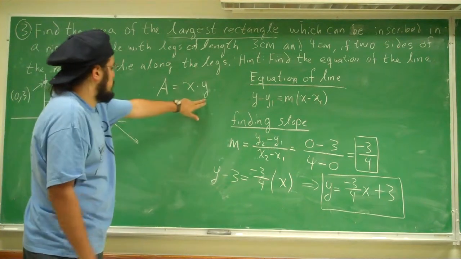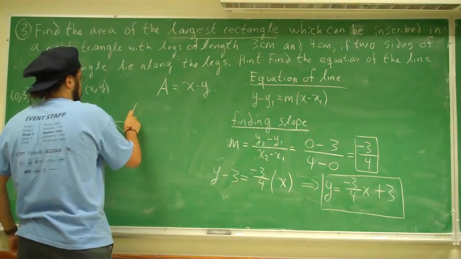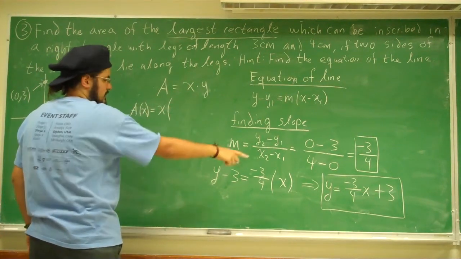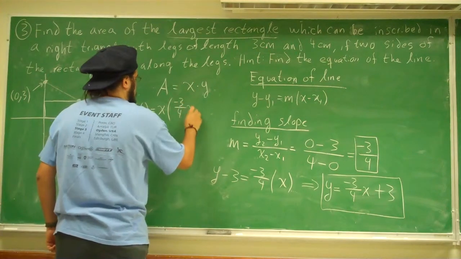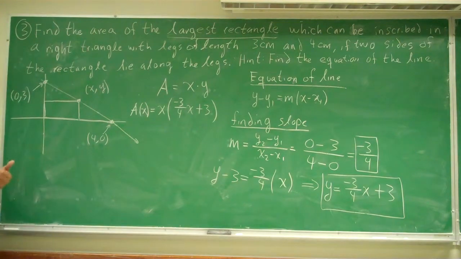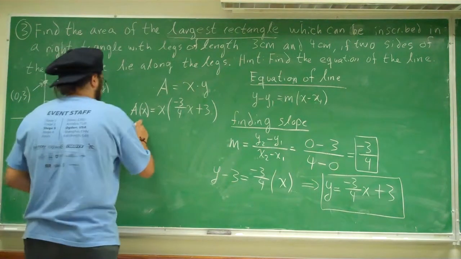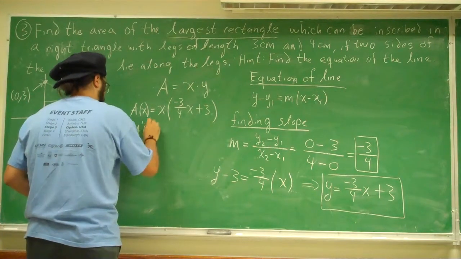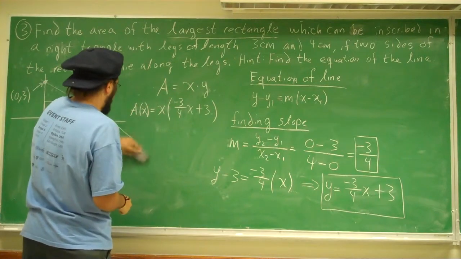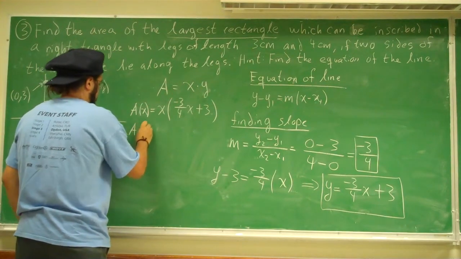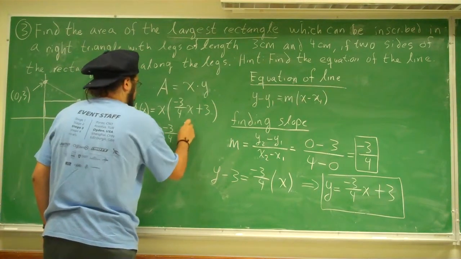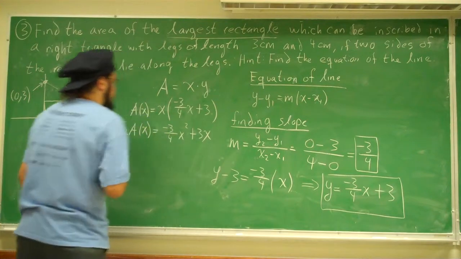Now that we have our y, we can plug it in here, because we want to maximize the area. So now area is a function of x, and it's x times (minus 3/4 x plus 3). Okay, so let's do the first derivative test. That means take A prime. Let's do some algebra and distribute this first. I distribute the x, and I get minus 3/4 x squared plus 3x.